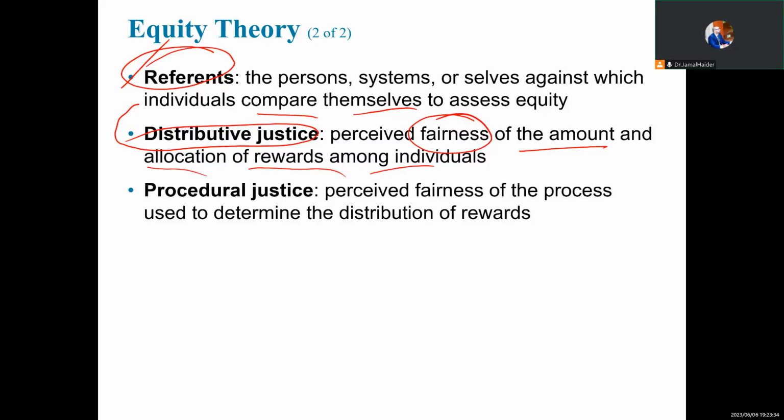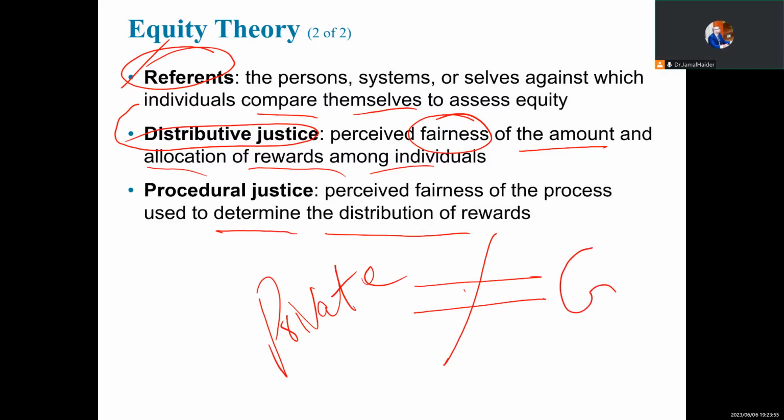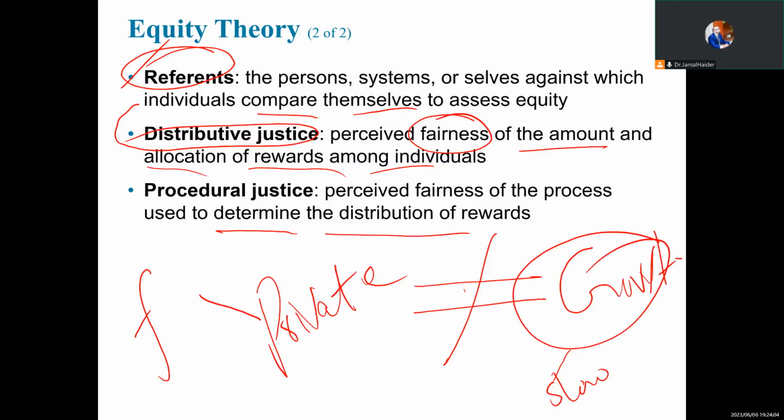All right. And then the procedural justice, the perceived fairness of the process used to determine the distribution of reward. And remember, if you are working with a private organization, you cannot compare with a government organization, because in government, reward comes slow. In the private sector, rewards come much faster.